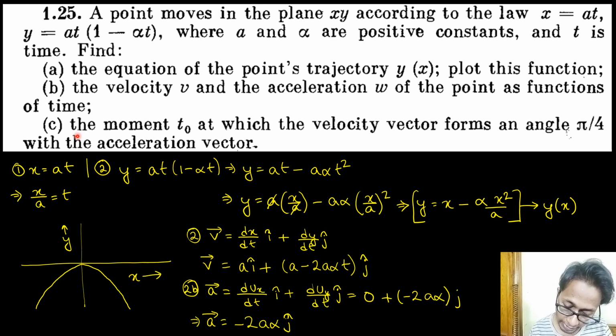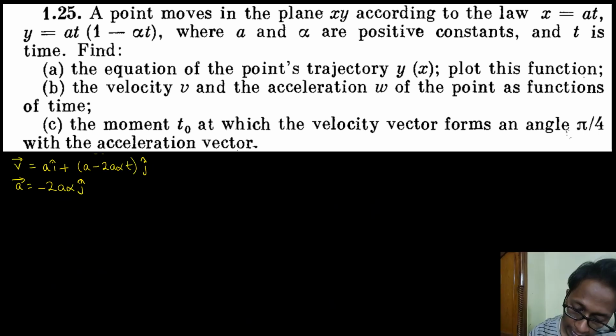The third part of the question: find the moment of time t naught at which the velocity vector forms an angle pi by 4 with the acceleration vector. Whenever the angle between two vectors is given, we always form the vector dot product. Let's see in the next slide. So how do we form the vector dot product between v and a? We simply use v dot a equals the magnitude of v times the magnitude of a times cos theta.